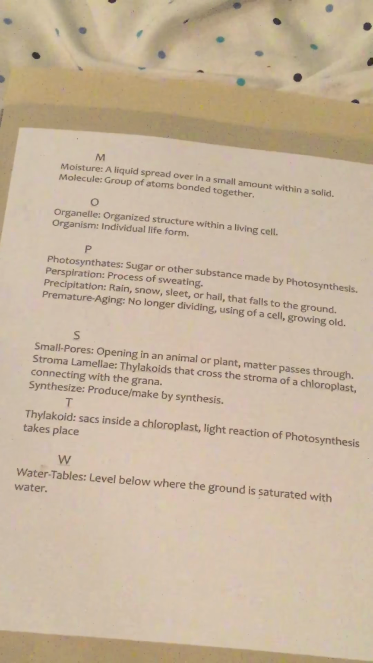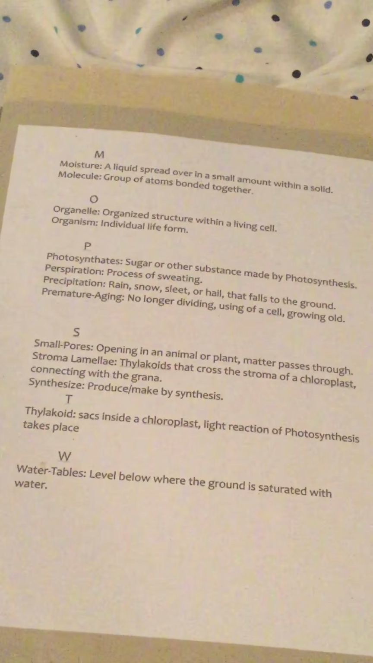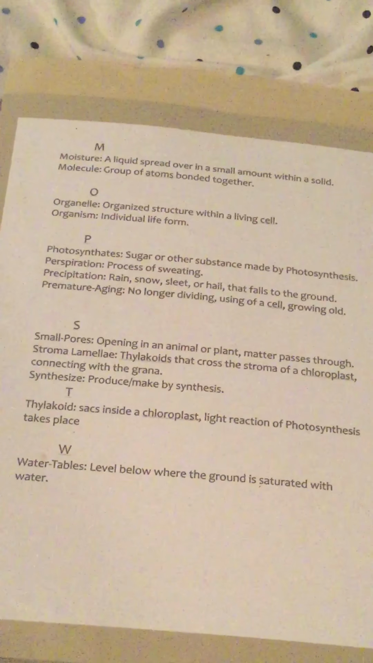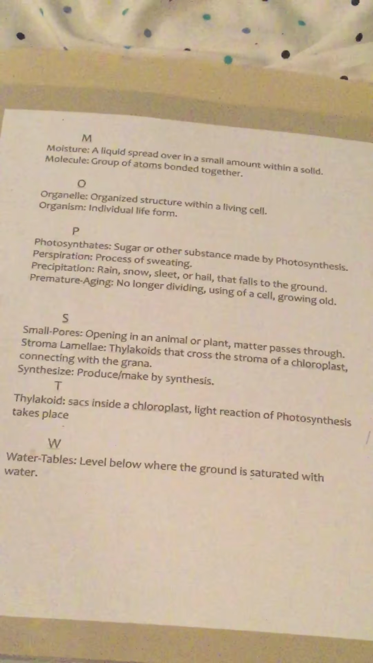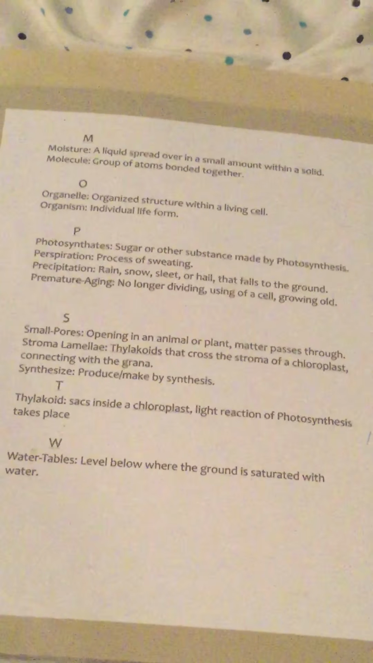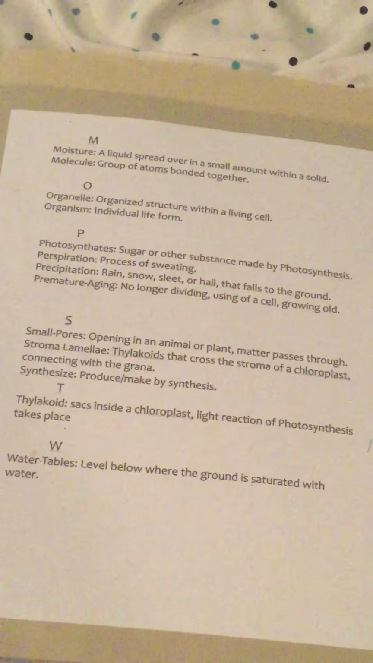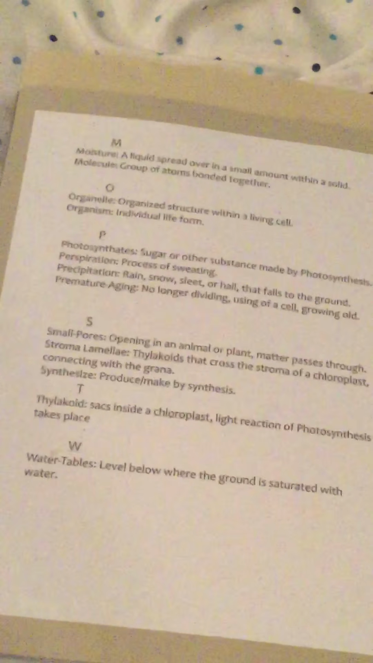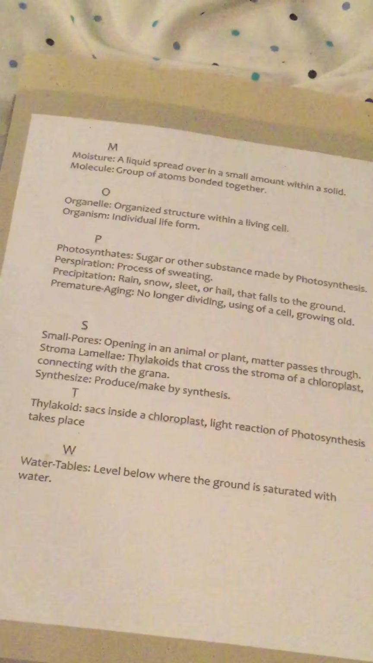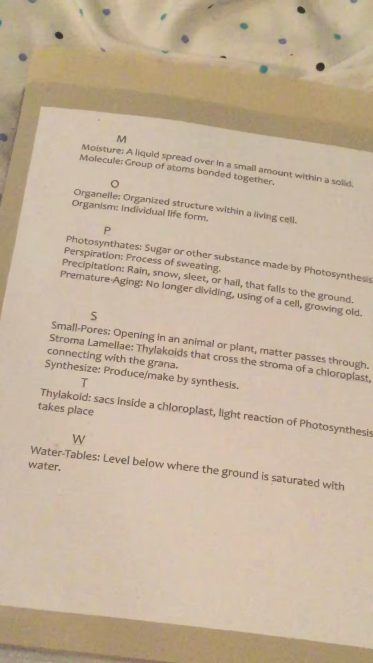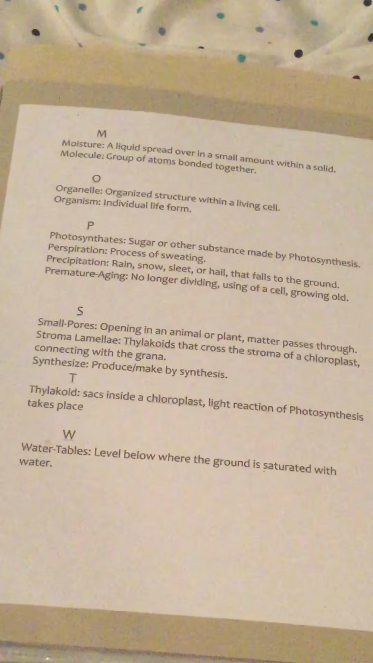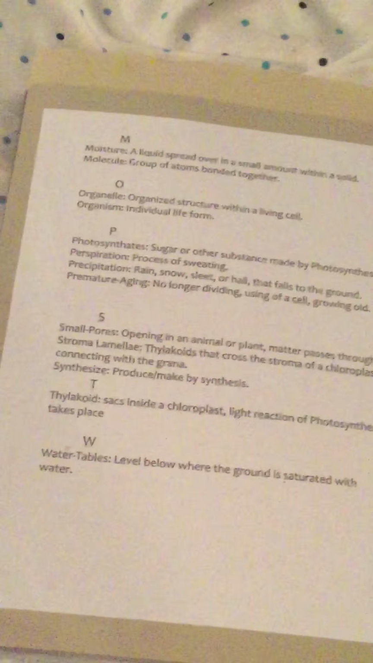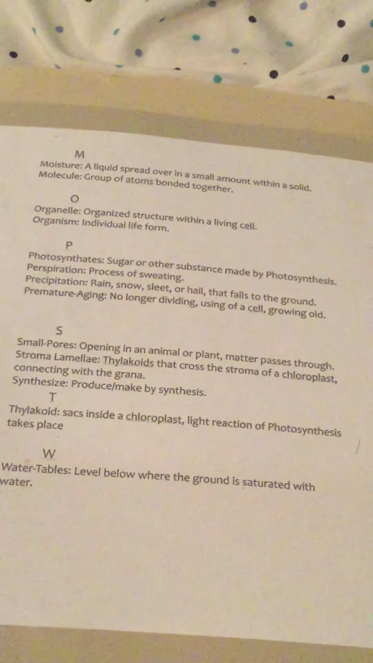Small pores: openings in an animal or plant that matter passes through. Stroma lamellae: thylakoids that cross the stroma of a chloroplast, connecting with a grana. Synthesize: produce, make by synthesis. Water table: level below where the ground is saturated with water. The end.